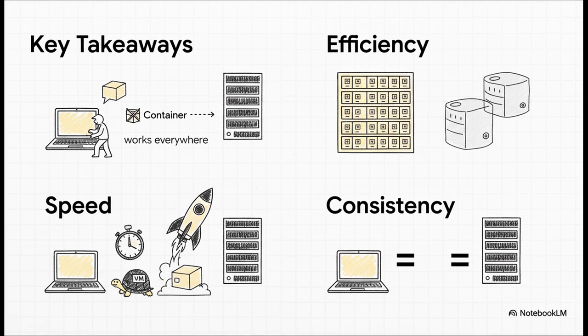So when you put it all together, what do you get? You basically get the best of all worlds. They're portable. That works on my machine problem? Gone. Solved. Because the container is the machine. They're incredibly efficient, saving tons of money on servers. They give developers incredible speed. And maybe most important of all, they guarantee consistency, from a developer's laptop all the way to production.